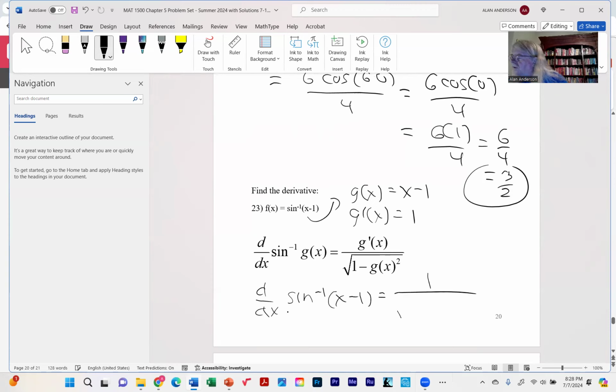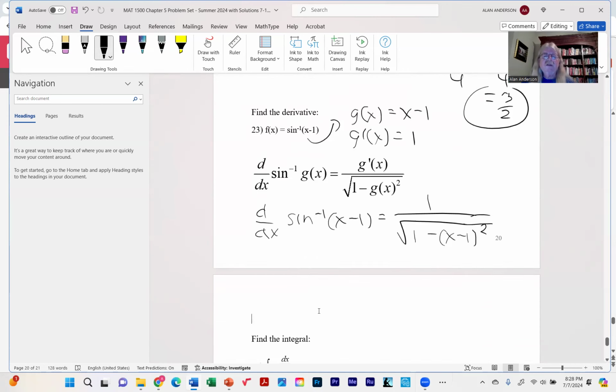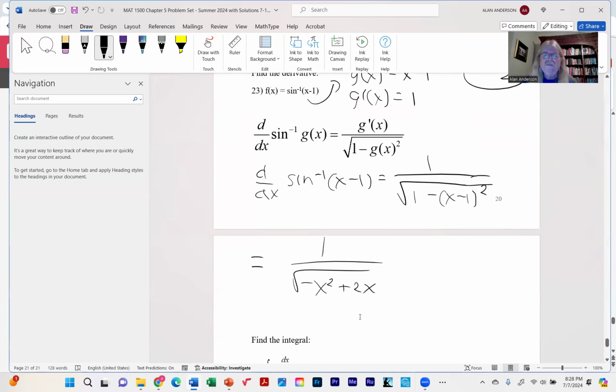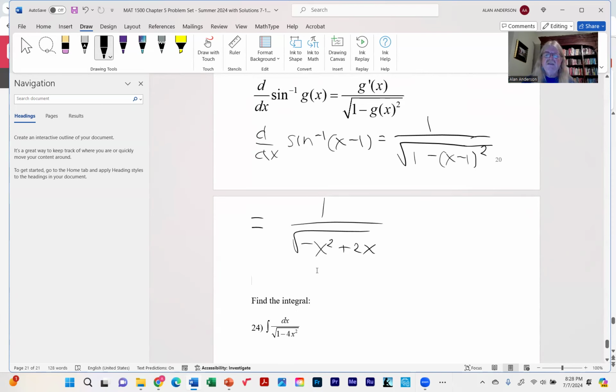1 over radical 1 minus x minus 1 squared. Okay, if you wanted to go through the steps algebraically, this is the same thing as 1 over radical negative x squared plus 2x. Okay, but of course it's the same thing. And then finally, we get this one.